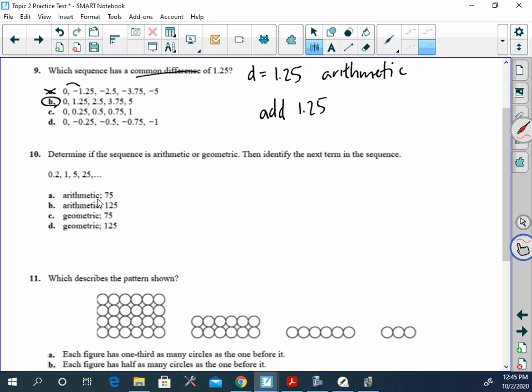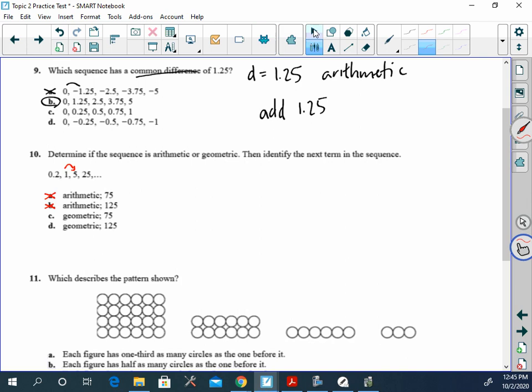If it's arithmetic, that means it's adding or subtracting the same thing each time. If we go from here to here and it's arithmetic, it's going up by 0.8. But when we move over here, it's not going up by 0.8, which means it's not arithmetic. So you can cross those ones off.